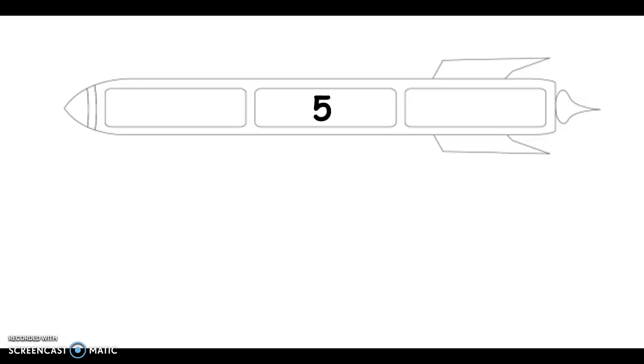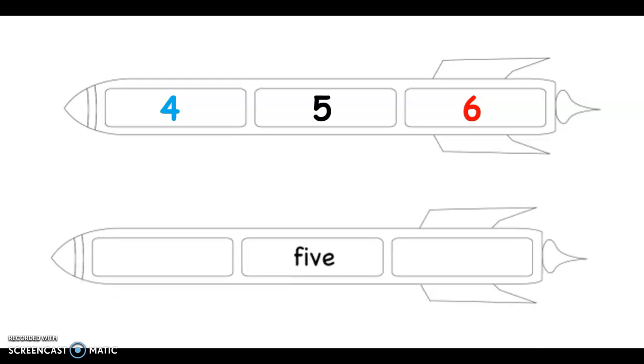If you look up on our number line, the number that comes right before the number 5 is the number 4. 4 is 1 less than 5. The number that is after the number 5 is the number 6, and it is 1 more than 5. We've done activities like this before in class with our numbers. We've done it with our letters, and today you're going to do it with your number words.